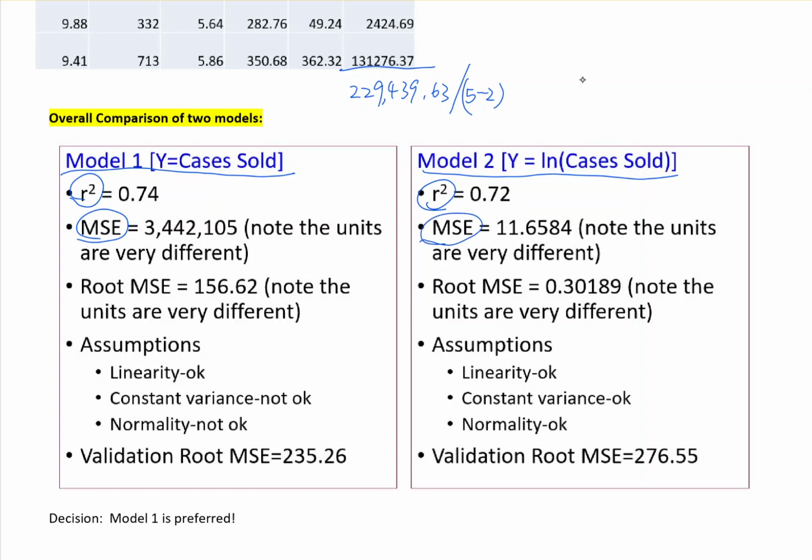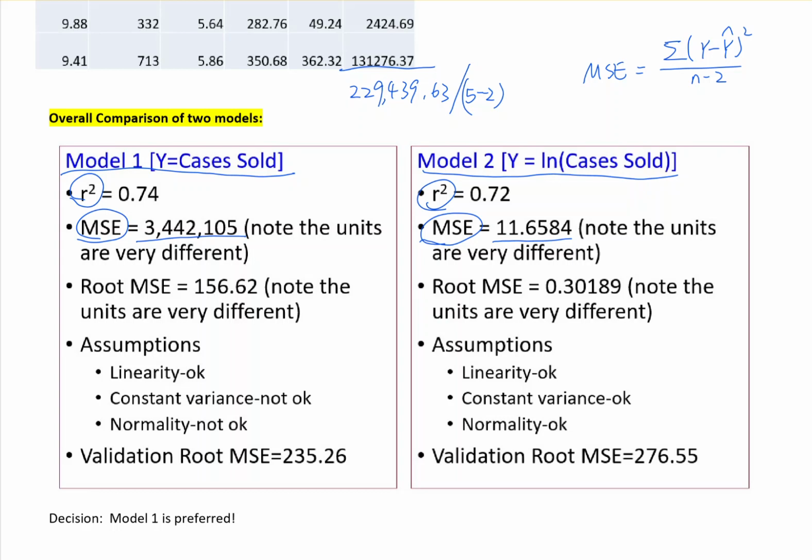Remember the MSE is the sum of the residuals, which is y minus y hat squared, divided by n minus 2, right? Okay, so the MSE for model 1 is this big. MSE for model 2 is just this small. Then can you compare these two to say, okay, model 1 is much better than model 2?